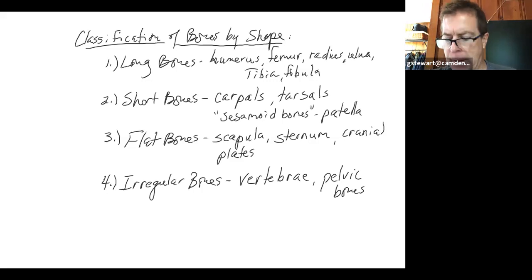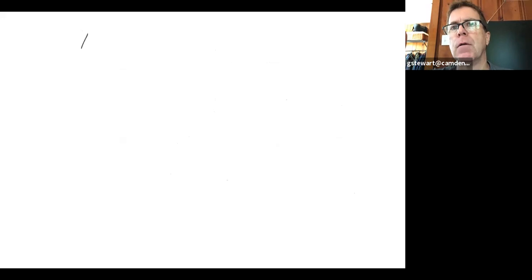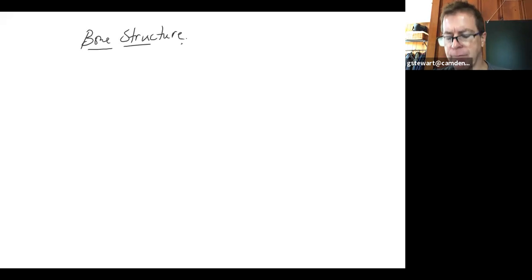I would like to spend some time on bone structure though. So let's layer over this and just go to bone. I'm trying to do as much as I can. I know you have a quiz today, and by the way, I'll take any questions about that at the end of this. Bone structure, first I'm just going to list tissue types.